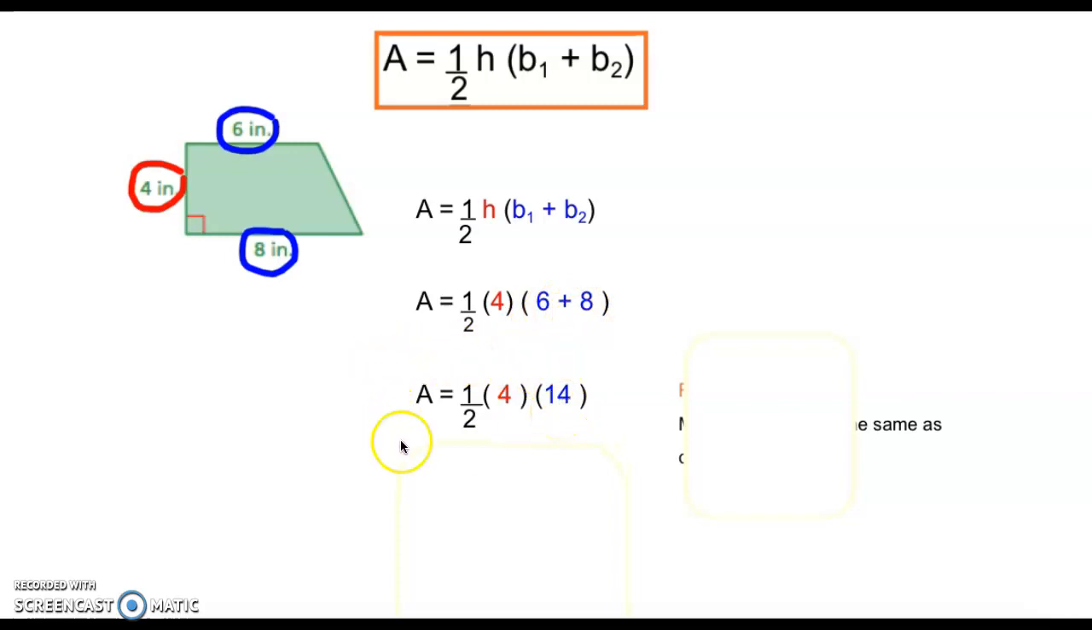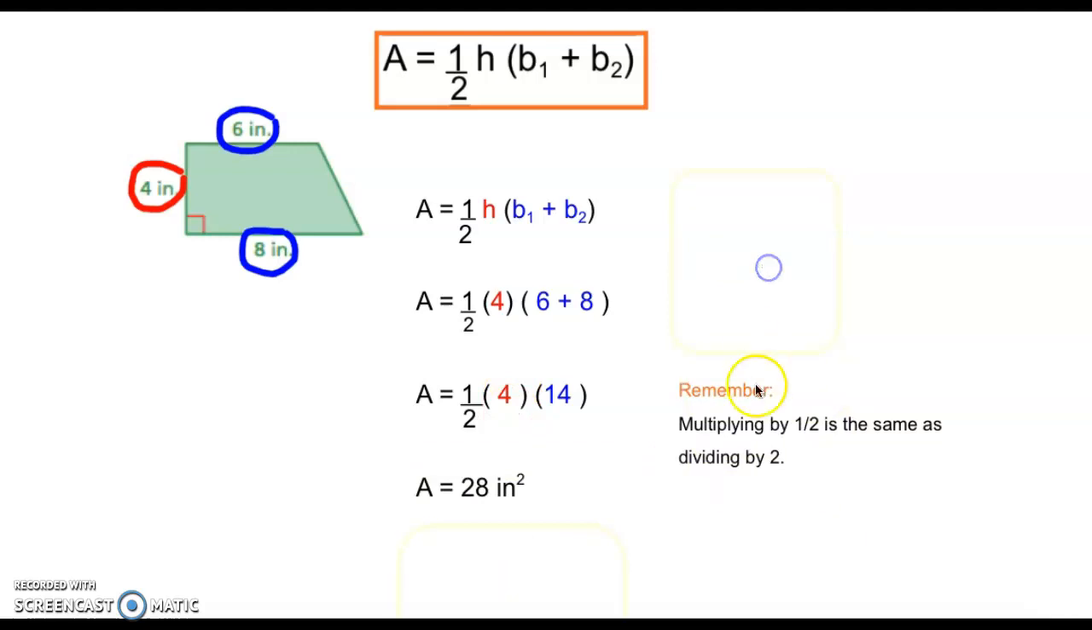And then when I get to this point, I have three numbers to multiply: 1/2 times 4 times 14. I can do it in any order. So I might say 1/2 times 4, or half of 4 is 2, and then 2 times 14 is 28. Or I could do 4 times 14, which is 56, and then multiply by 1/2. I'd still get 28 inches squared.